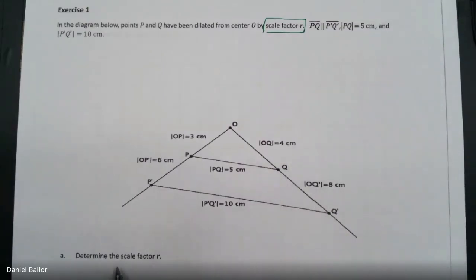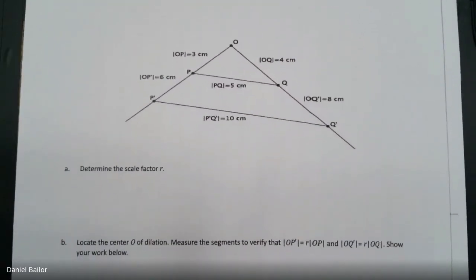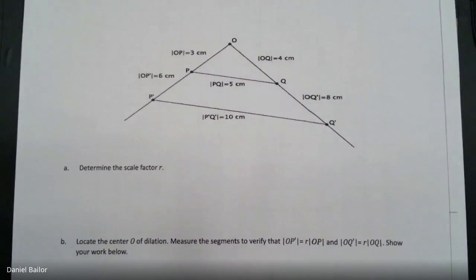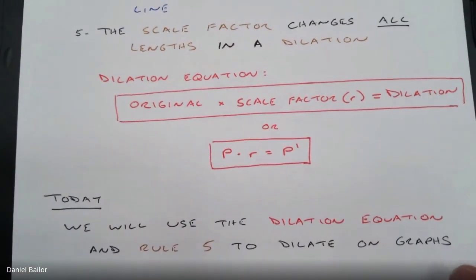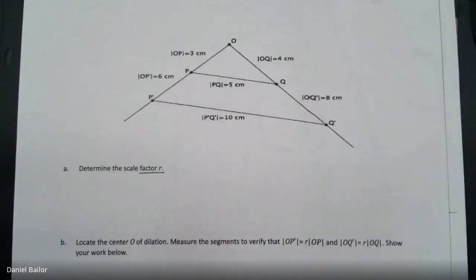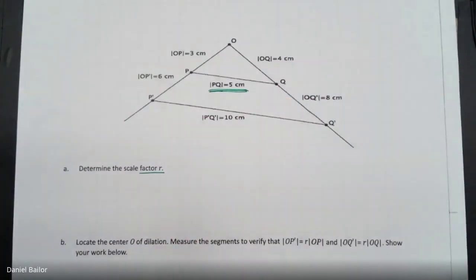So now we need to determine, part A, determine the scale factor R. What scale factor did they use to dilate this? Well, R is missing. But we can use the equation we put in our notes. Remember the dilation equation? The original times the scale factor equals the dilation. So in this case, the original is PQ. The dilation is P prime Q prime, and R is missing.